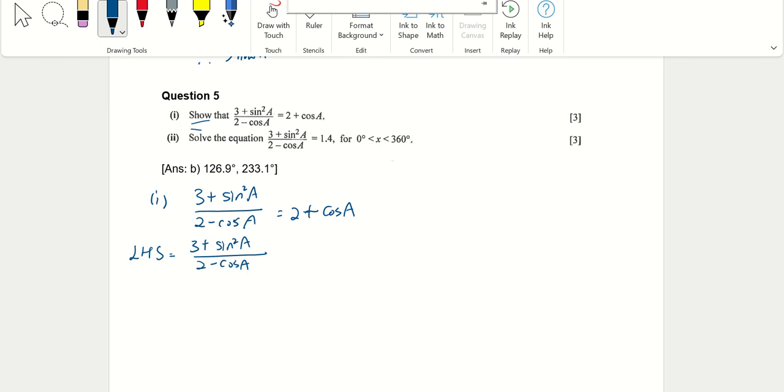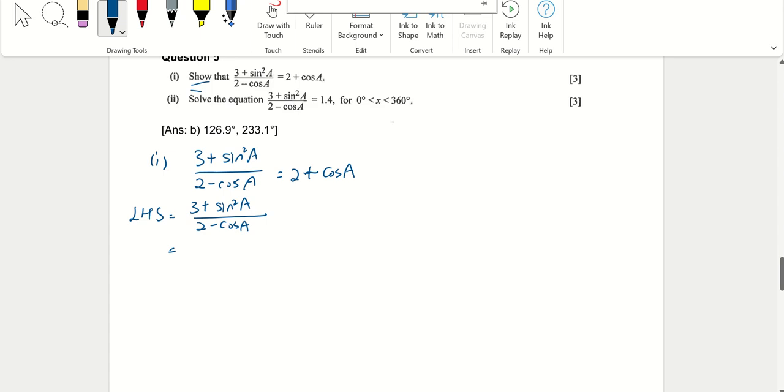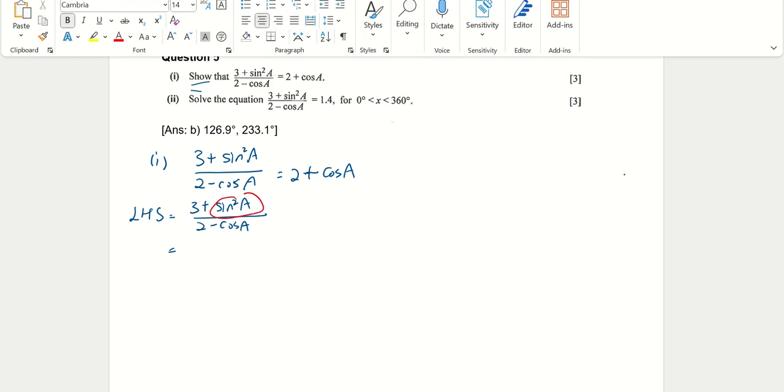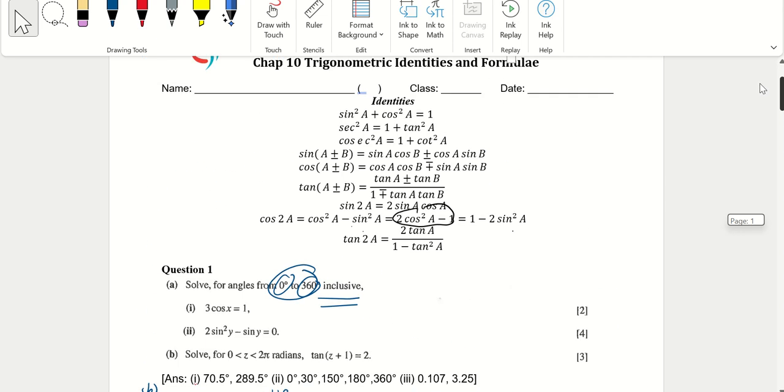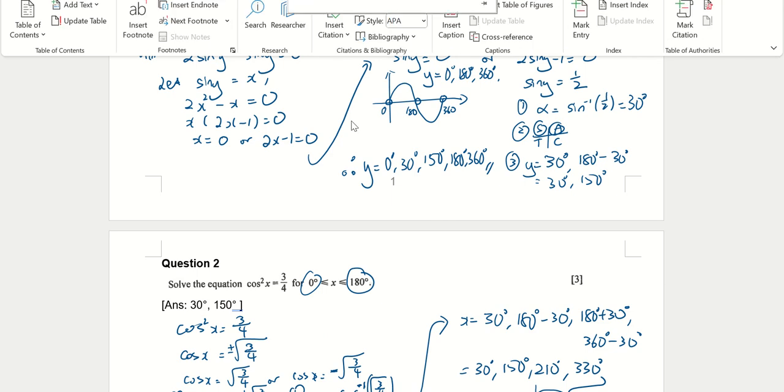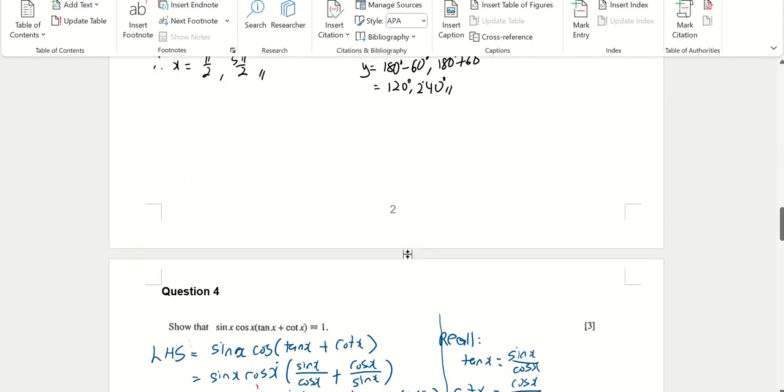So how do we show that it equals 2 + cos A? What we do is, you can see that the sin²A, we can do something about it. Let's go back to our identity. Is there any identity we can use? You can see that there's a sin²A here, which equals 1 − cos²A. Let's try that and see whether it works.